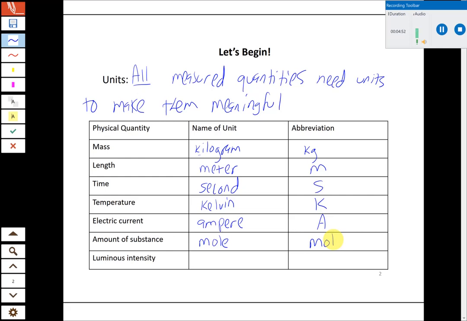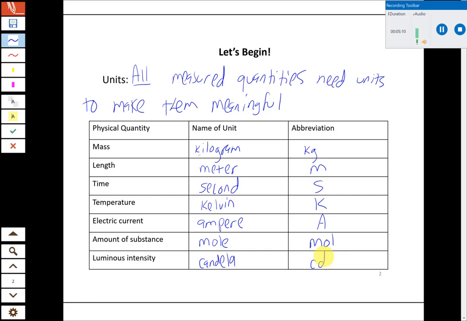And then luminous intensity. Again, something we're not going to see in here or probably in any chemistry course you take, but it might come up in physics context. Luminous intensity is basically a measure of how bright light is, and the unit for that is called the candela, and it's abbreviated as CD. But again, we're not going to see those.